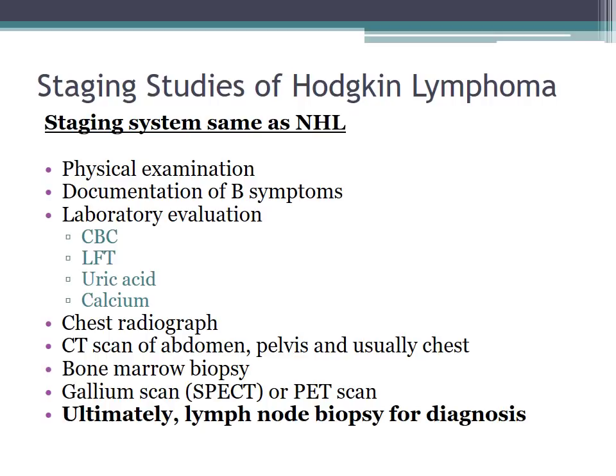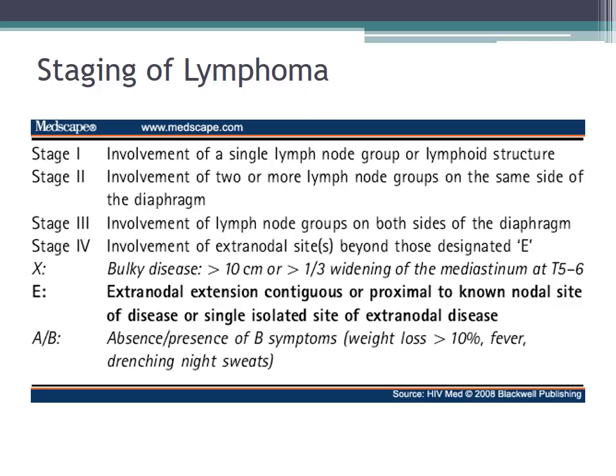The studies for the staging of Hodgkin's lymphoma are the same as non-Hodgkin's lymphoma. Again, a good history and physical, documentation of any B symptoms, laboratory testing, CBC, probably a peripheral smear as well, liver function testing, as well as uric acid and calcium testing, getting your imaging of your chest through radiographs, as well as the abdomen and pelvis through CT, a bone marrow biopsy, and PET scanning. But ultimately, remember that that lymph node biopsy is the most important test you will need to get. The staging for Hodgkin's lymphoma is the same as non-Hodgkin's lymphoma, so just be sure that you are familiar with the staging for both of these and realize that they are the same.